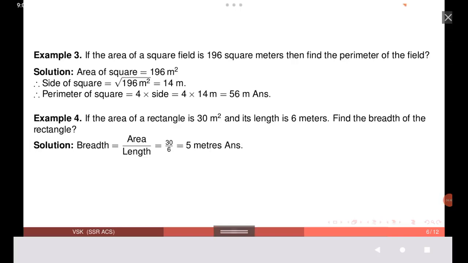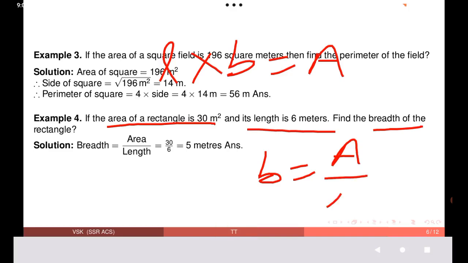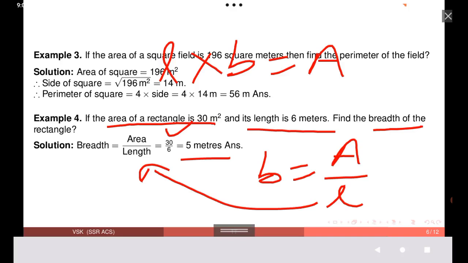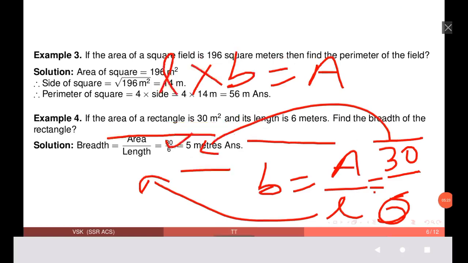Now let us see the next example. If the area of a rectangle is 30 meters square and its length is 6, then find the breadth of the rectangle. We know length into breadth is equal to area. So what will be the breadth? Breadth will be area divided by the length. So using this formula here, 30 by 6, that will be 5. So we'll get the answer as 5. So it is also very easy.